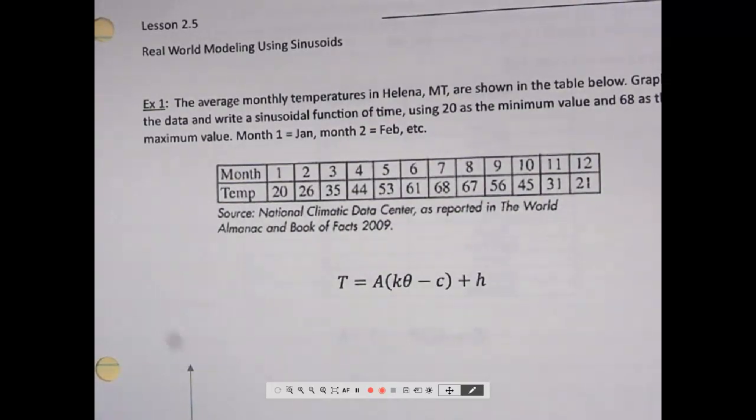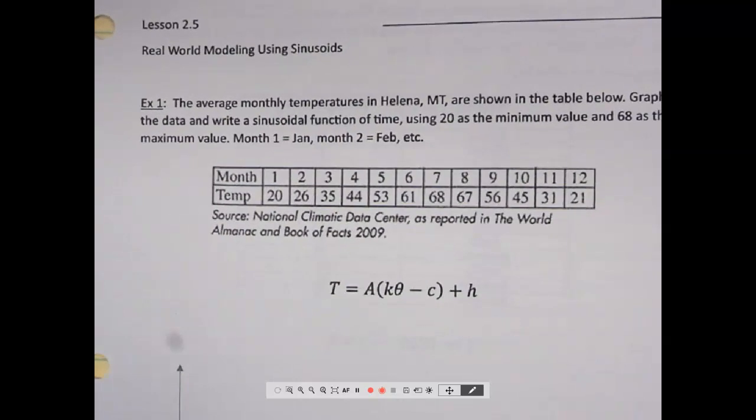They're dropping overall. And then when we hit about January, they kind of bottom out. And then they start to warm back up into summer, and then they peak in the summer, and then the whole thing starts all over again. So that is a sinusoidal pattern. So that's what we're looking at here.